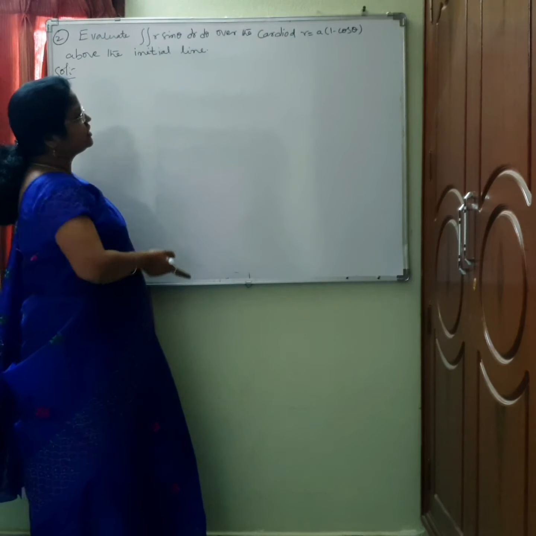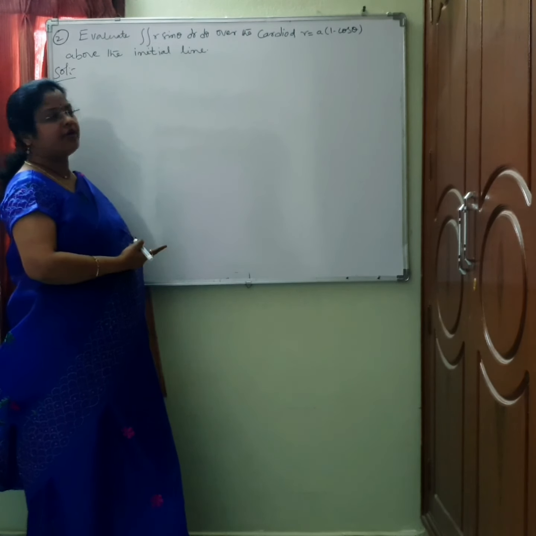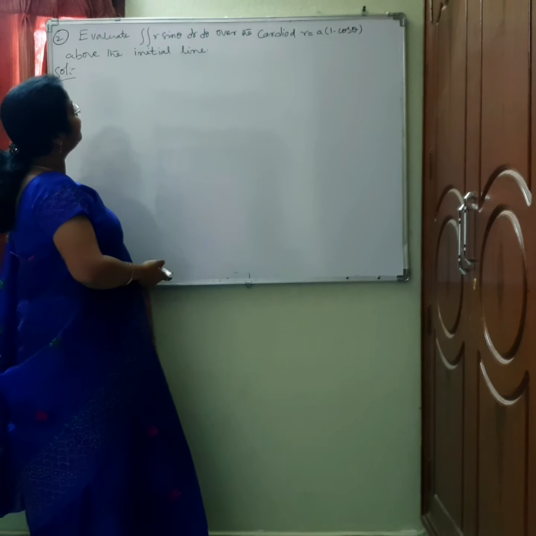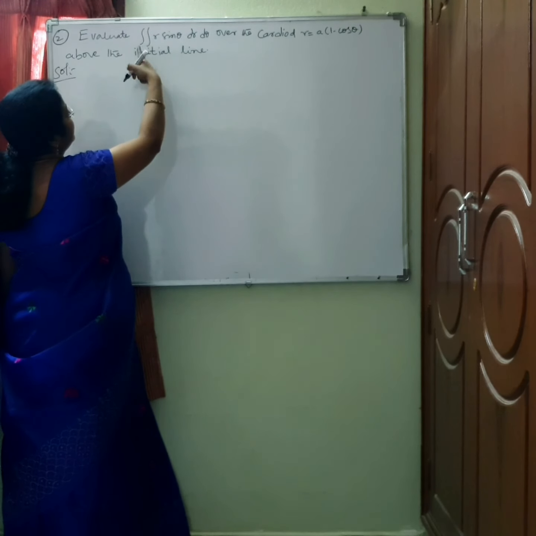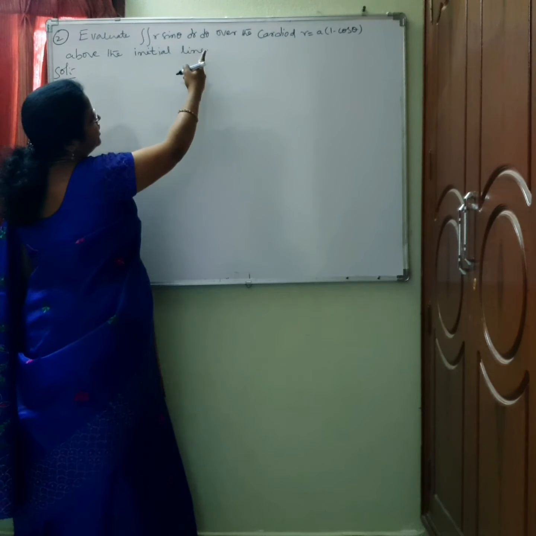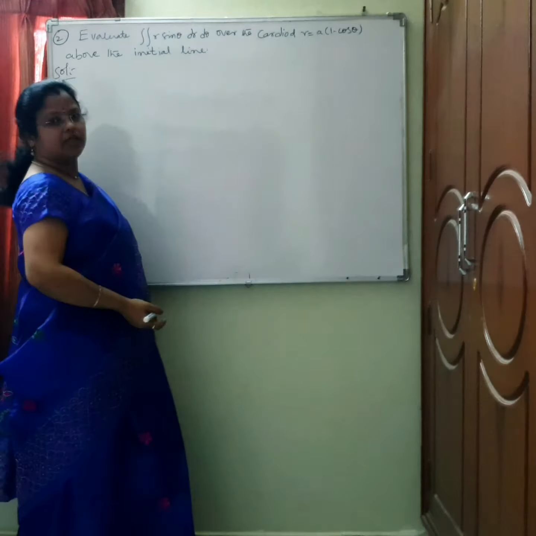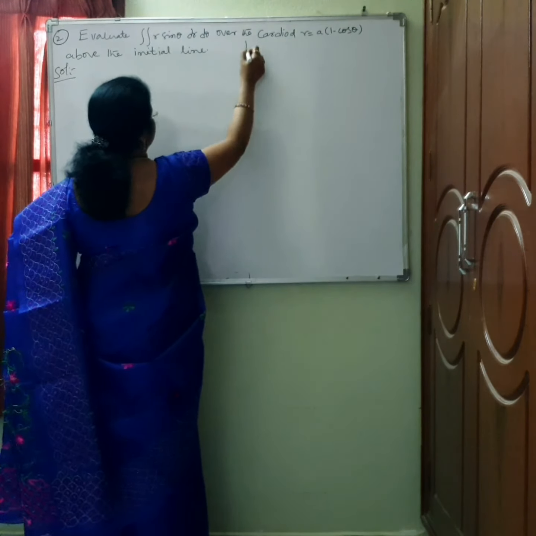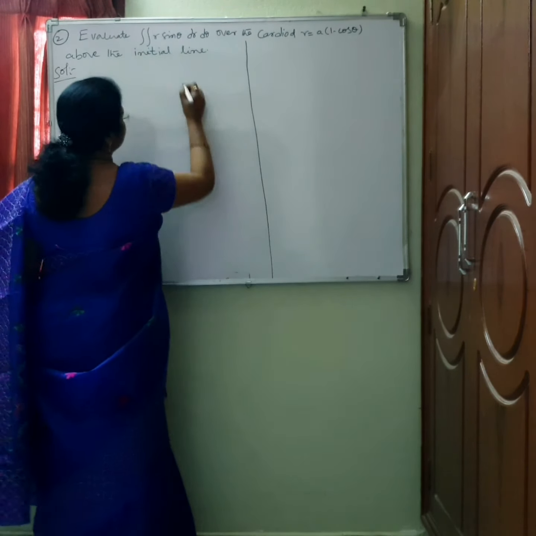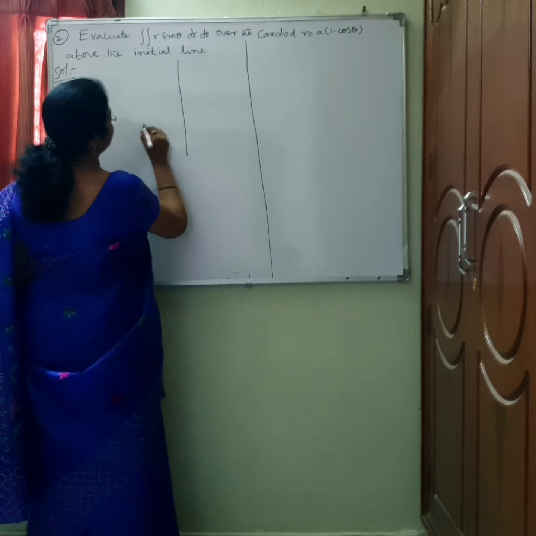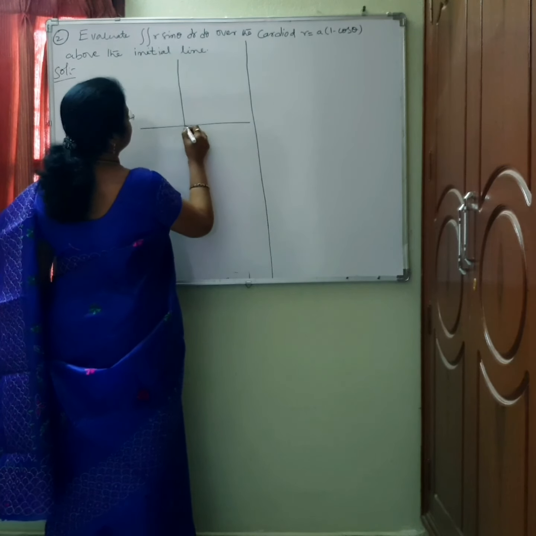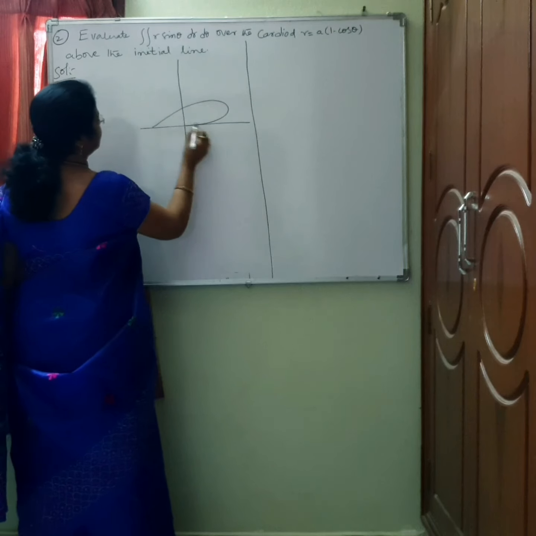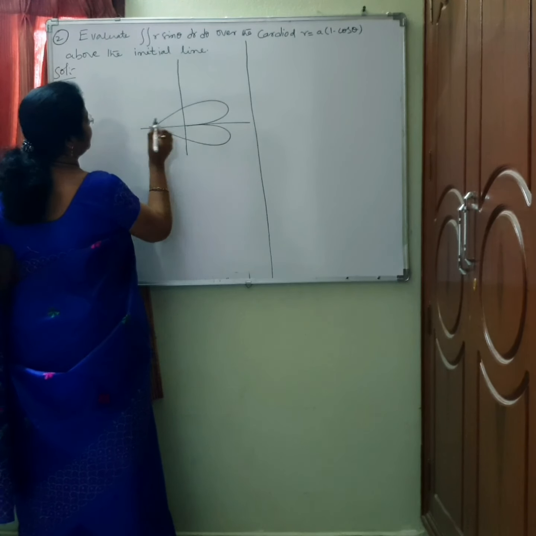Now we are going to discuss another problem on the evaluation of double integrals in polar form. Here is the question: the double integral of r sin theta dr d theta over the cardioid r equals a into 1 minus cos theta. So first we draw the graph of how the cardioid will be. This is the shape of the graph.